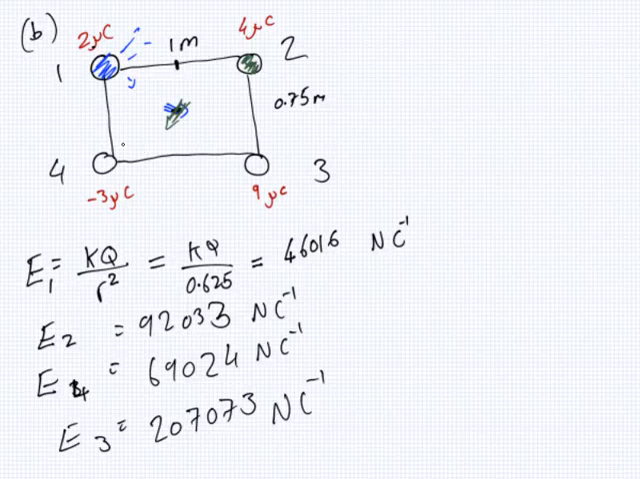I'm going to draw the fields now in different colours. So the 4 is minus 3. We don't put a minus in field strength, we just change the direction. Yeah, so I'm going to draw it now.